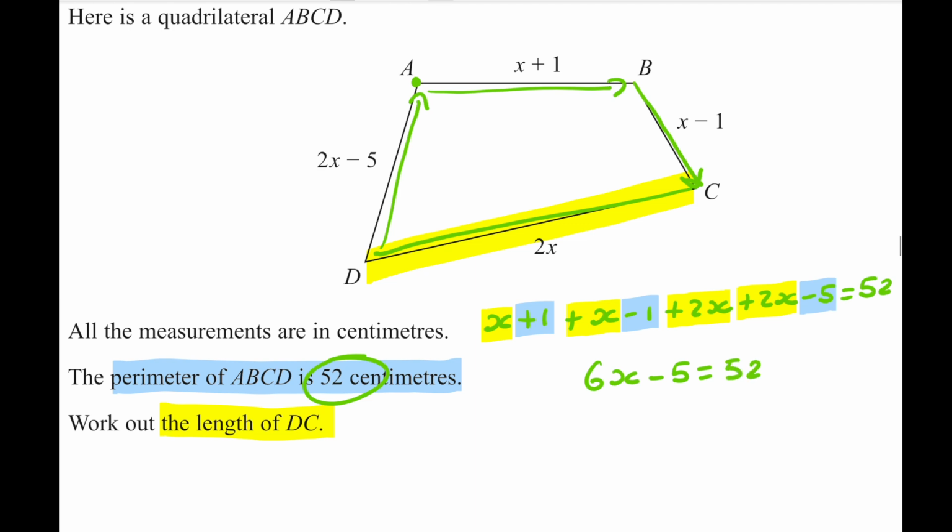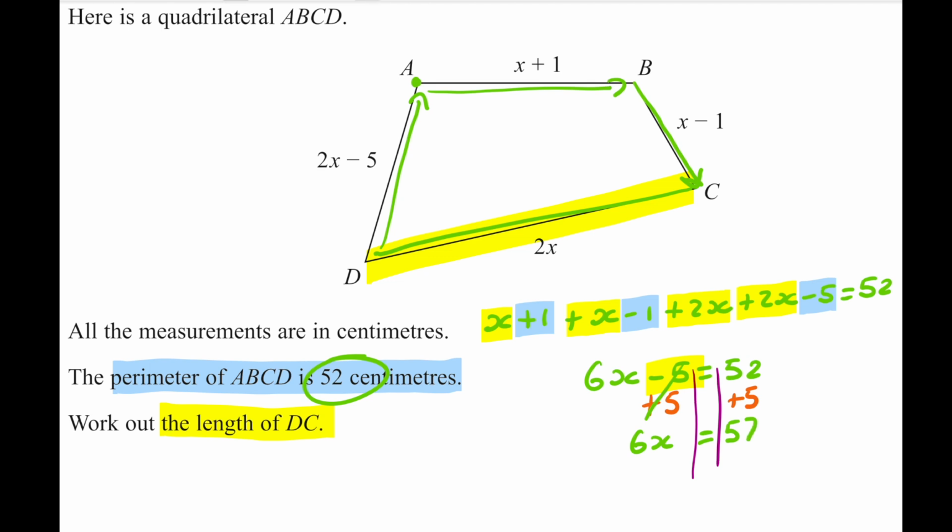We now need to solve that. So I'm going to put the lines down the middle just to add a little bit of structure for you. So first step to solve, get rid of that minus 5. So the opposite of subtracting 5 is adding 5 to both sides. So, like that. 6x minus 5 plus 5, that cancels through, which just gives you 6x. And then 52 plus 5 then gives you 57.